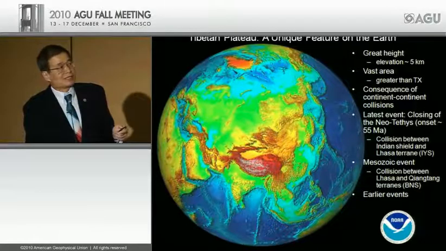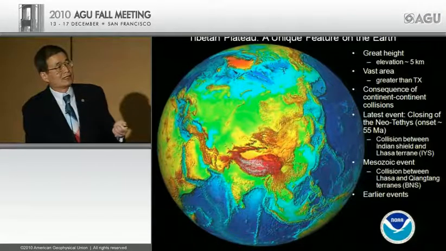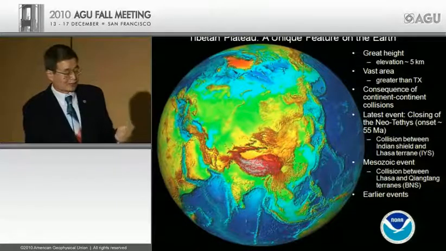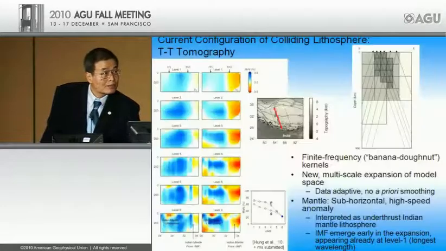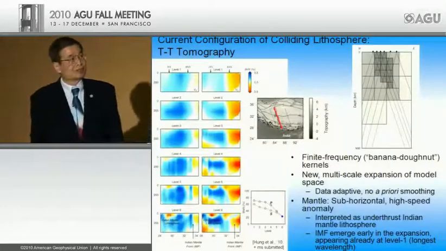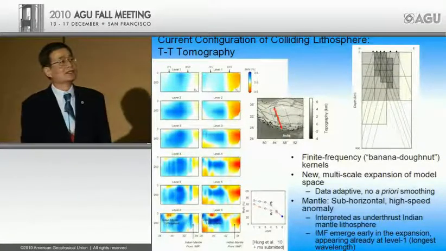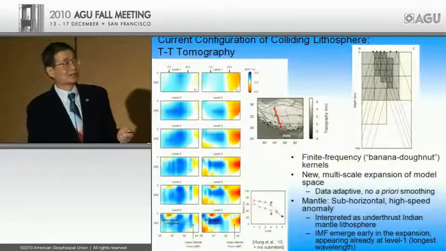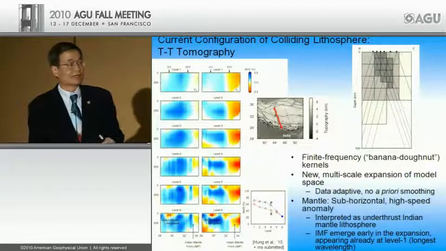An earlier event in the Mesozoic is the collision of this Lhasa block with another block in central Tibet called the Qiangtang terrane. And the suture is called the Bangong-Nujiang suture, which is the line over here. There are earlier events, and we are not going to talk about that today. So what we want to do first is to understand the current configuration of the colliding lithosphere.